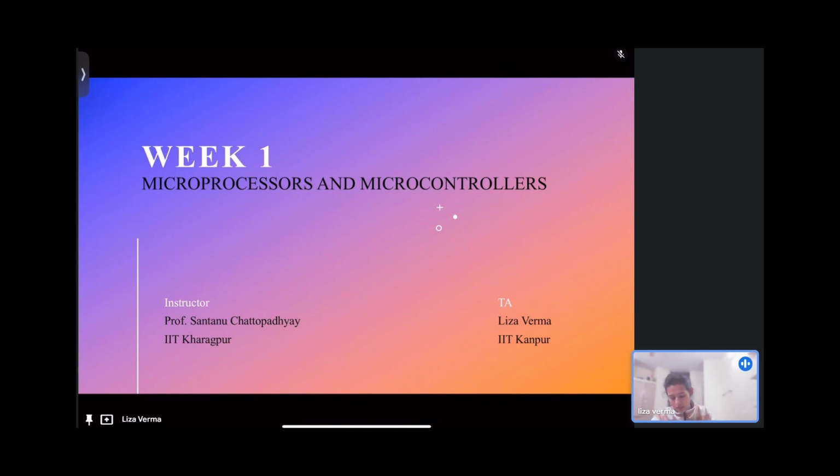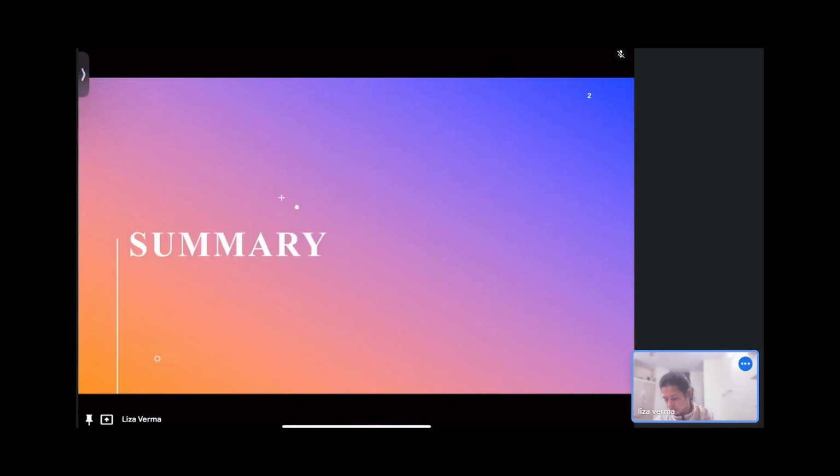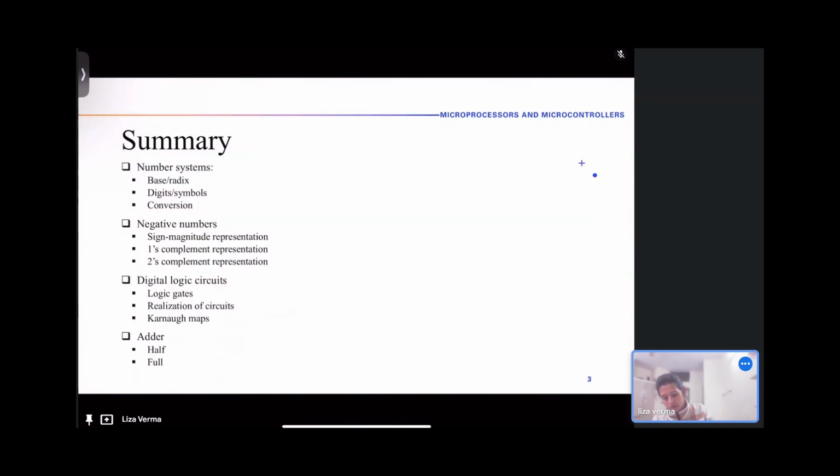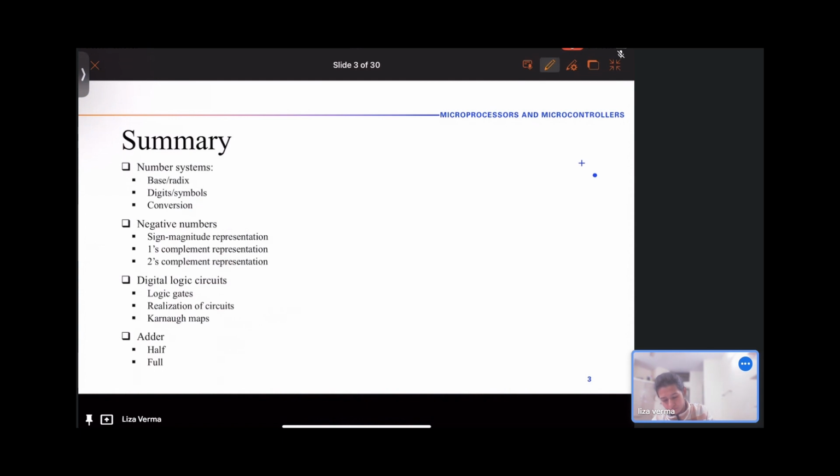Right, so beginning the session with the summary of this week's lectures. Starting with the number systems, I think number systems are fairly discussed in digital electronics also, but since we are learning them here, just for the sake of recap, let's see what number systems are.